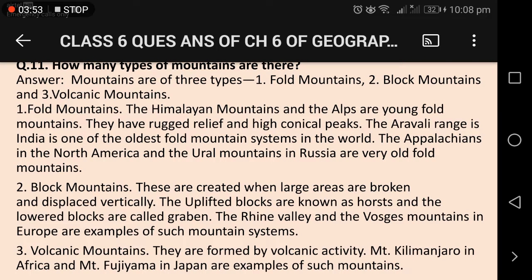Now block mountains. Okay, wait. The fold mountains, everyone. The Aravalli range. So what do they have? They have rounded features and low elevation. Next is the block mountains.